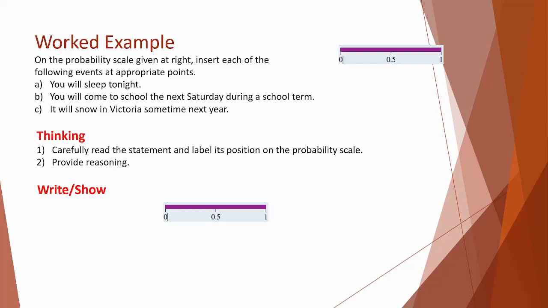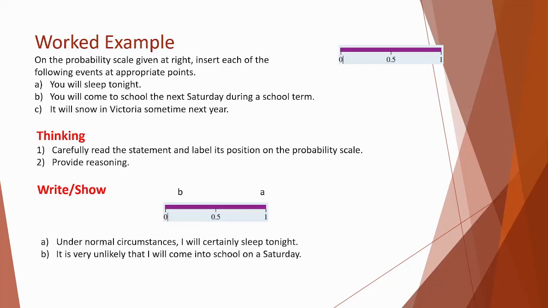So for the first one, under normal circumstances, I will probably go to sleep tonight. Whether I sleep for the whole night for 8 hours or whether it's part of it, sometime tonight I will probably be asleep. So the probability of that is fairly close to certain, so I put it up near that one. The next one, it's very unlikely that I would come to school on Saturday. I might go in there to use some of the school resources such as the basketball courts or the paths, but more than likely I wouldn't be going into my school on Saturday, so I'll put that down near impossible.